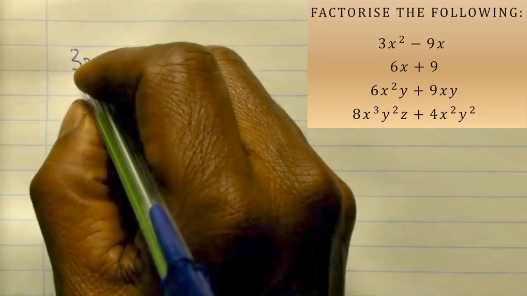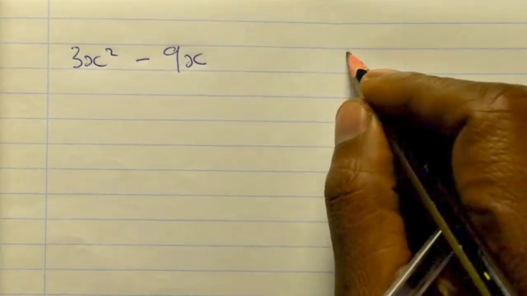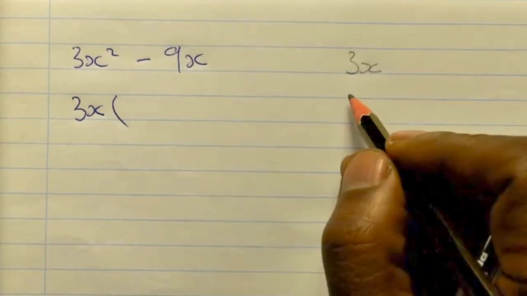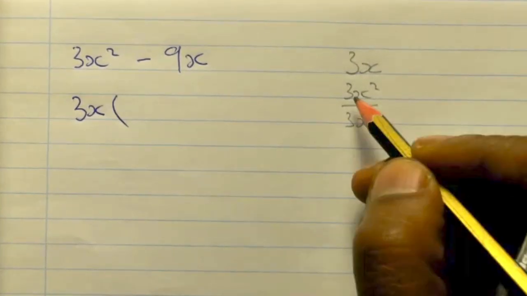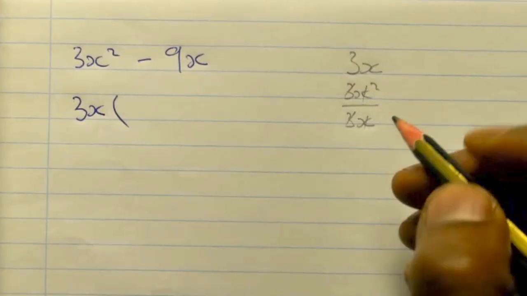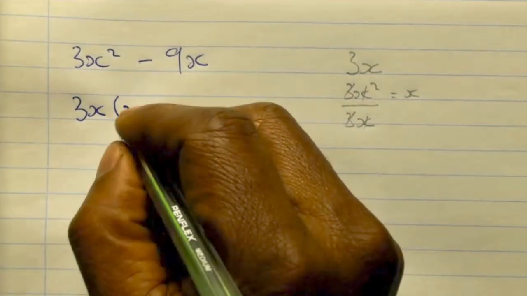Okay, so 3x squared minus 9x. As I said in the introduction video, you can say, I see a 3 and I see an x. Okay, and then you can go 3x, then you open your brackets. Then you go 3x squared over 3x. Then what do you have? You have an x, isn't it? Okay, you can write it here. Then you go, okay, x here.